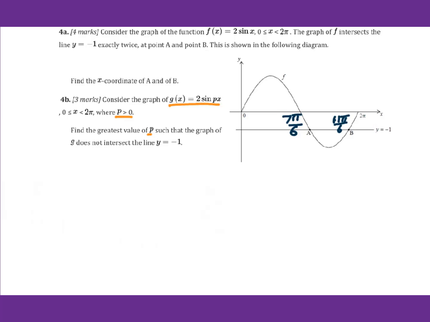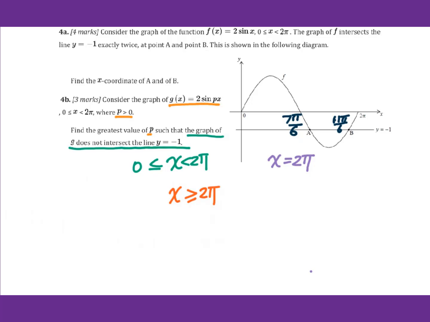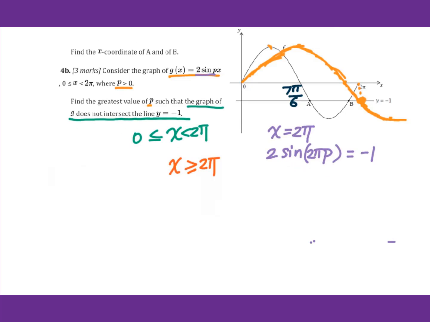According to this information, the graph of g doesn't intersect the line y equals -1 when x is between 0 and 2 pi. When x is greater than or equal to 2 pi, there will be an intersection. Therefore, we assume x equals 2 pi. Then you will get 2 sin 2 pi p equals -1. We could see this from this graph: when the period is increasing, the graph will intersect at 2 pi with the line y equals -1.